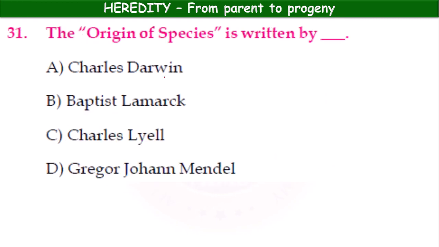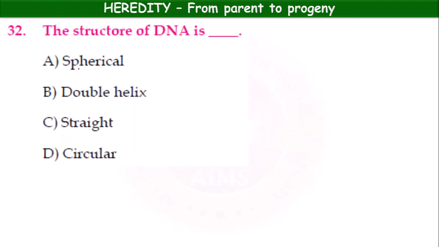The Origin of Species is written by Charles Darwin, Baptist Lamarck, Charles Lyell, Gregor John Mendel. Charles Darwin wrote the book Origin of Species. His evolution theory is also taken from this Origin of Species. Option A. Next, 32.